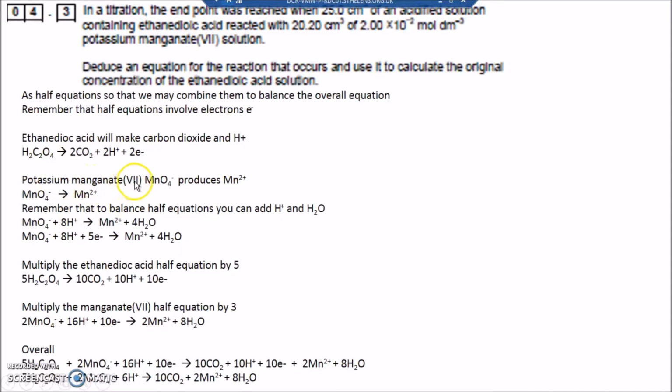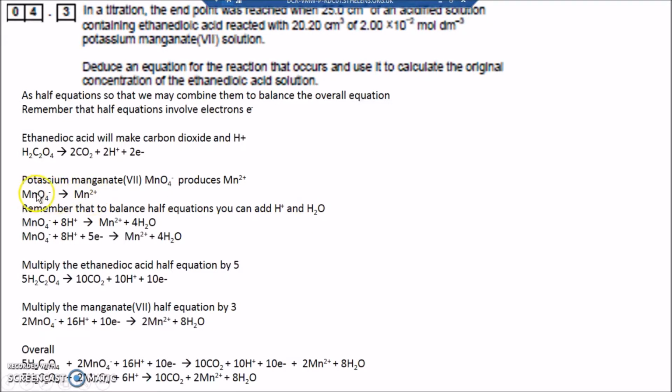Now potassium manganate(VII) is MnO4−. You need to remember that, and you need to remember that it makes Mn2+. So I've got MnO4− and I've got Mn2+. That's just something you need to learn. From that point onwards, you can work it out. To balance half equations, as well as needing electrons, you can also use H+ and H2O to help you out.